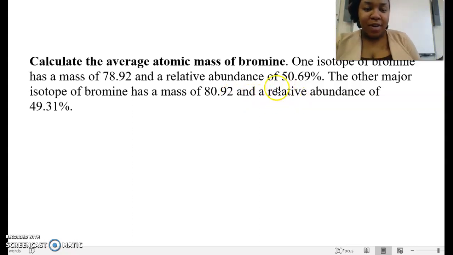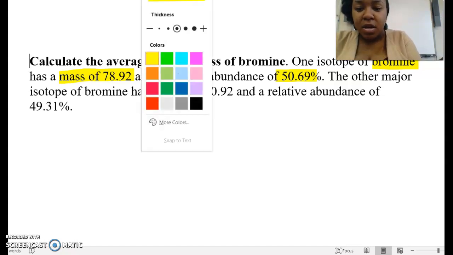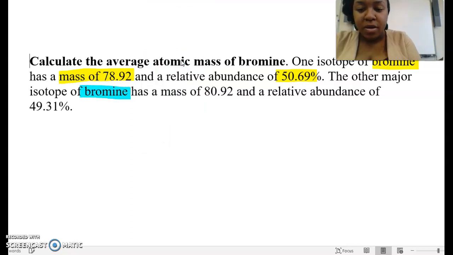So first we want to identify the parts that we're going to use for our calculation. It's similar to a grade point average when we are calculating those. So we're going to first identify our first isotope, which is bromine here with a mass of 78.92. And we know that our relative abundance is 50.69%. For our other isotope, we have bromine here with a mass of 80.92 and the relative abundance is 49.31%.